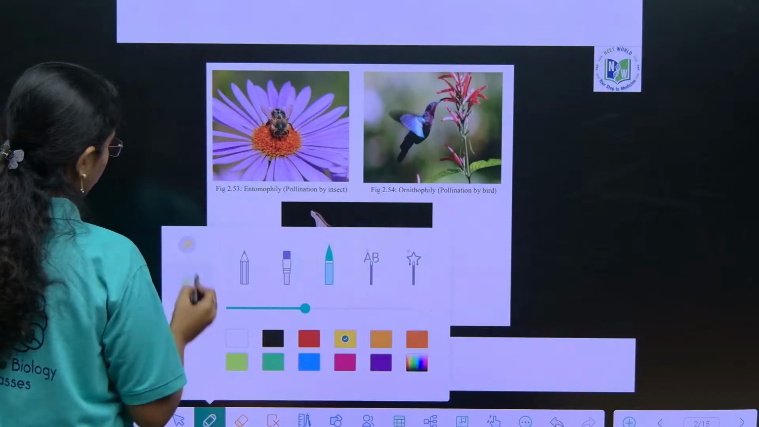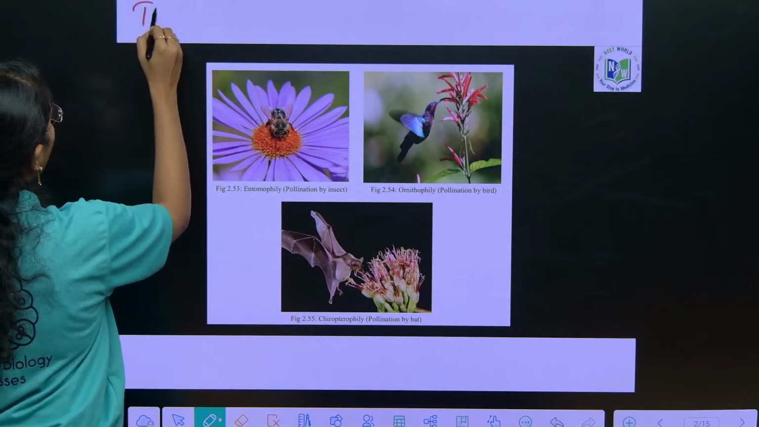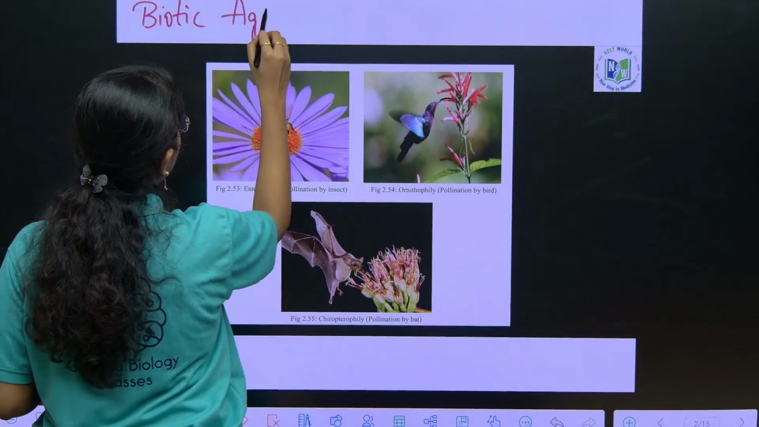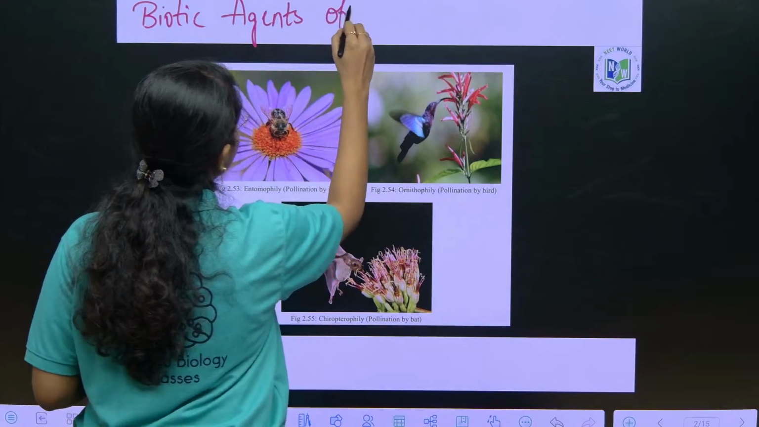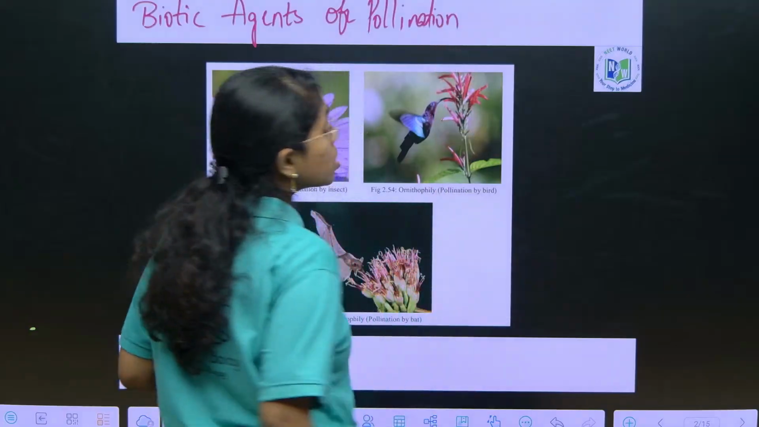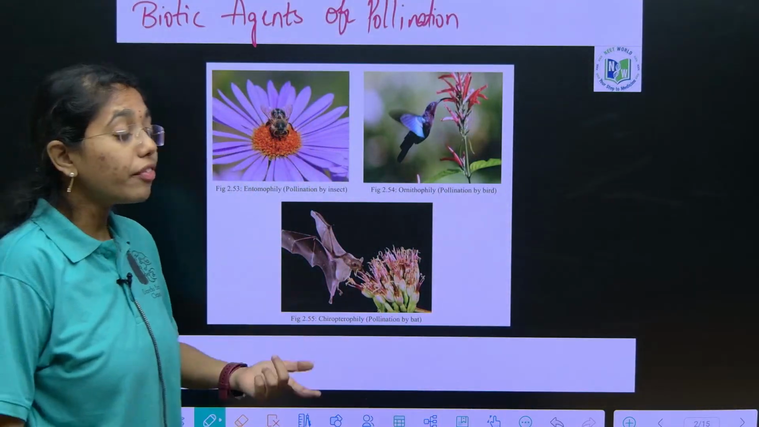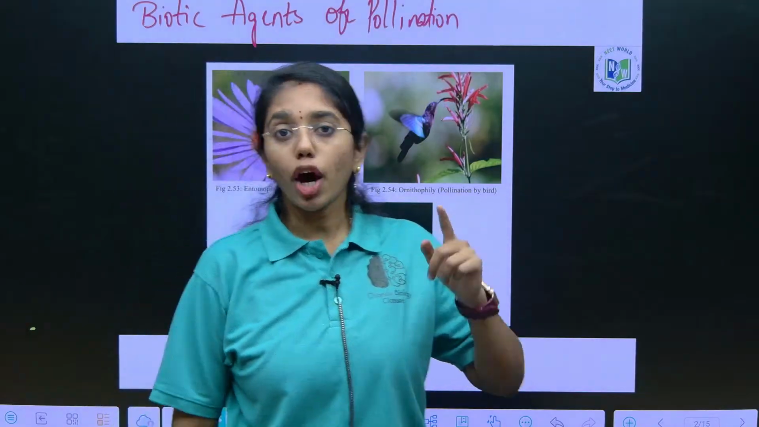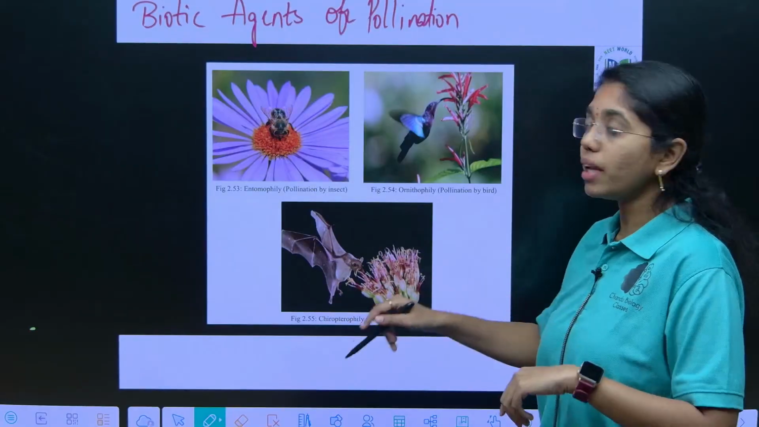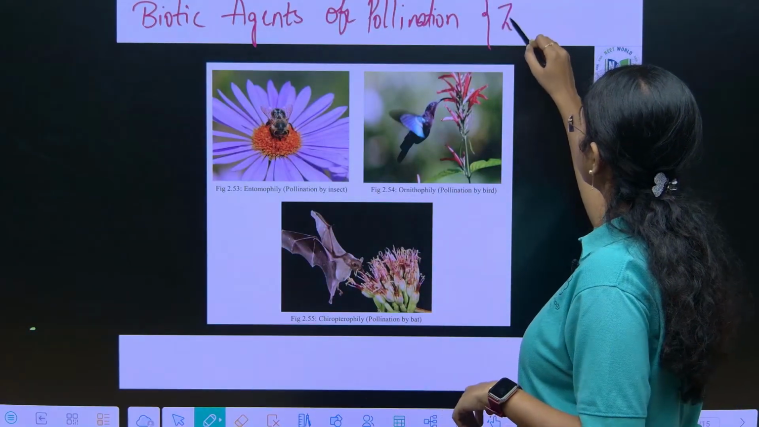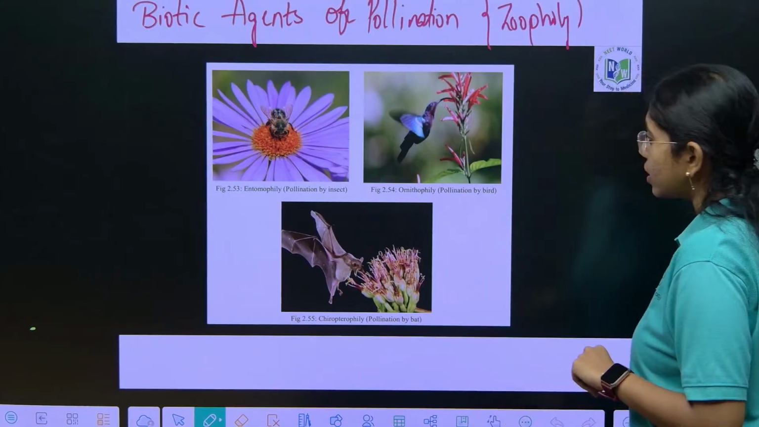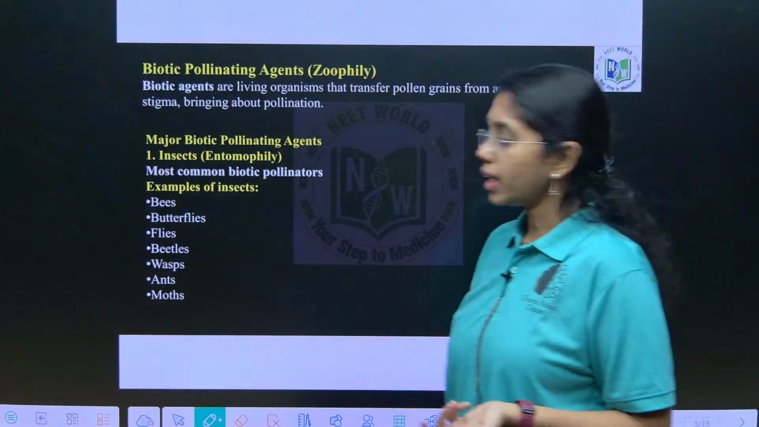Under biotic agents of pollination, of course insects, bats, birds, snails, snakes, everything will pollinate, but the majority of them will be insects. And biotic pollination, as it is by animals, is also addressed as zoophily. Now we will see what the biotic pollinating agents are.